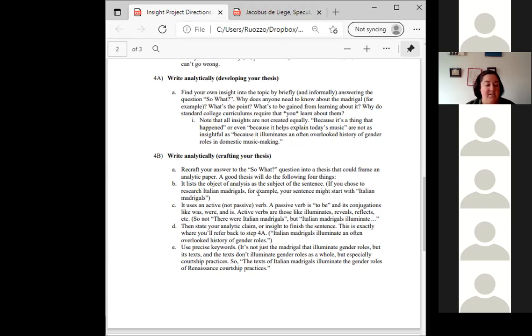I've sifted through all this information. How do I make sense of it? So what? Why does anyone need to know about the madrigal or whatever topic I've picked? If I picked Dufay, why does anyone need to know about Dufay? Well, that's my thesis.